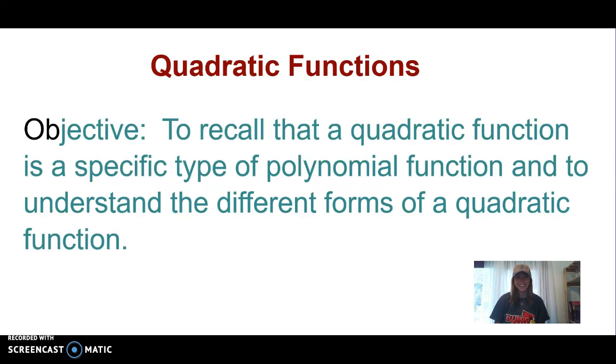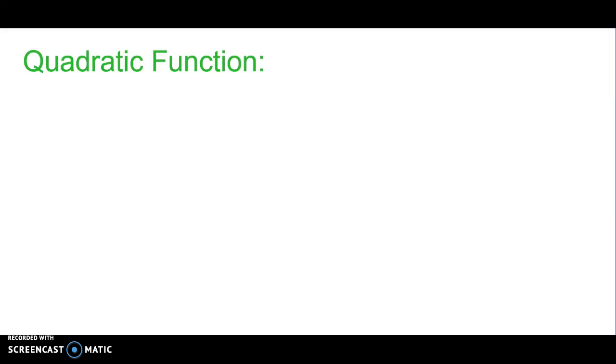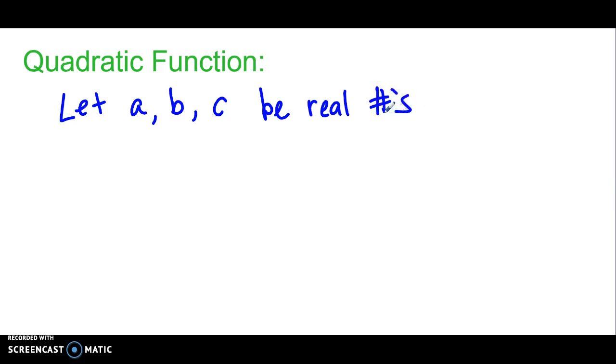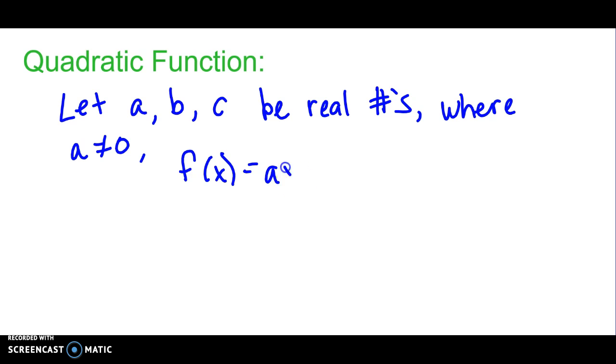Have fun. Okay, let's start by defining a quadratic function, even though we probably know lots about it already. So we are going to let a, b, and c be real numbers, where a does not equal 0. Then we'll have f of x equals ax squared plus bx plus c is a quadratic function.